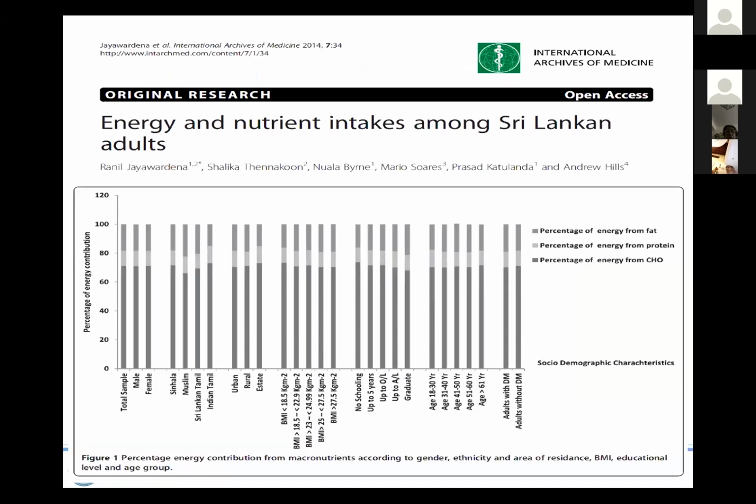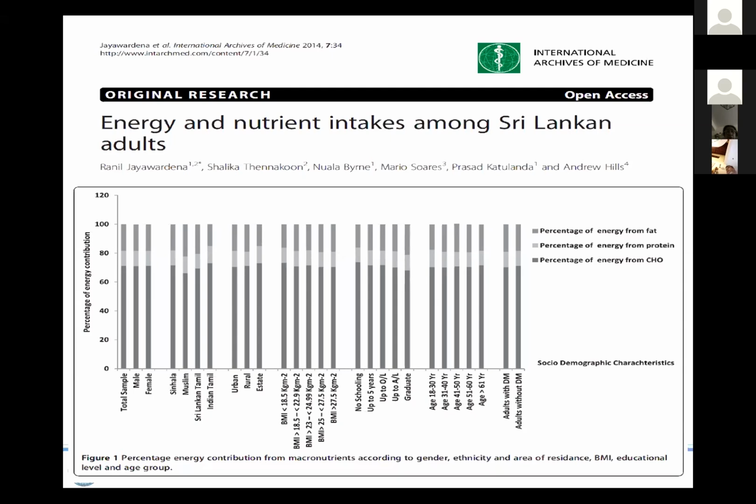And what we found is that, irrespective of gender, ethnicity, area of residence, BMI value, education level, or age, we consume a large amount of calories from carbohydrate, which is around 71%.